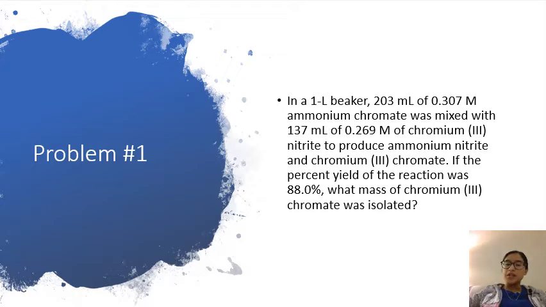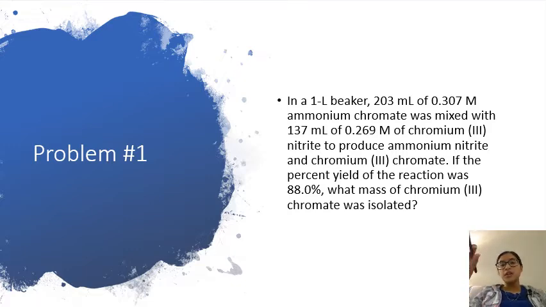In a 1 liter beaker, 203 ml of 0.307 molar ammonium chromate was mixed with 137 ml of 0.269 molar chromium 3 nitrite to produce ammonium nitrite and chromium 3 chromate. If the percent yield of the reaction was 88%, what mass of chromium 3 chromate was isolated?